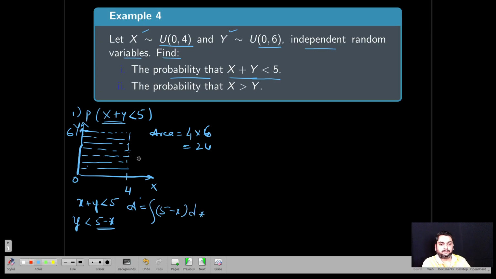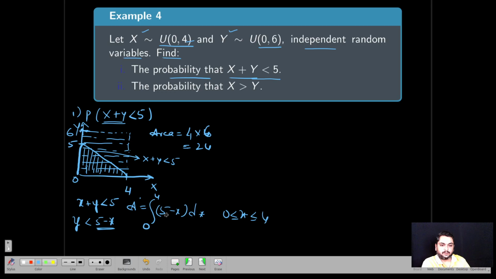What is the interval of x? X is 0 to 4, right? That's what is given. So now you integrate under this area. This is the x plus y less than 5. When x is 4, you apply this. y is always less than 5 minus x. So it starts from 5 and goes till 4. This is the line x plus y less than 5, and this is the area they are asking you to calculate, the area of this trapezoid.